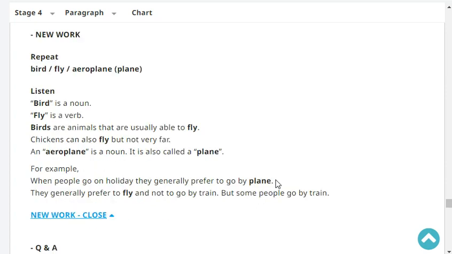Okay, so let's practice. Listen. Bird is a noun. The word fly is a verb. Birds are animals that are usually able to fly. Chickens can also fly, but not very far. An aeroplane is a noun. It is also called a plane. For example, when people go on holiday, they generally prefer to go by plane. They generally prefer to fly and not to go by train. But sometimes people prefer to go by train.